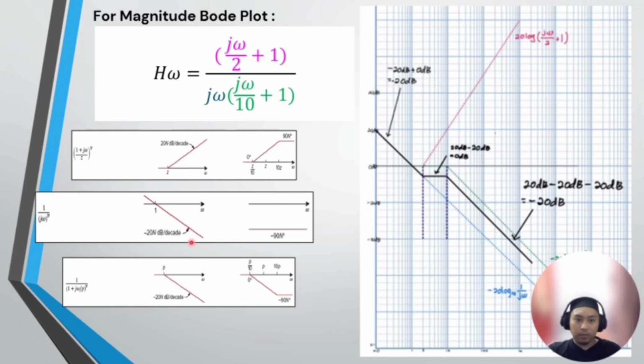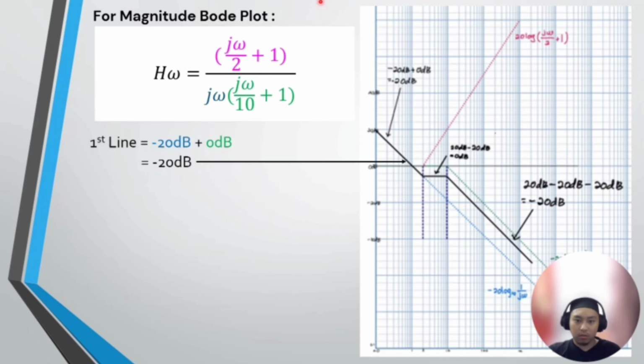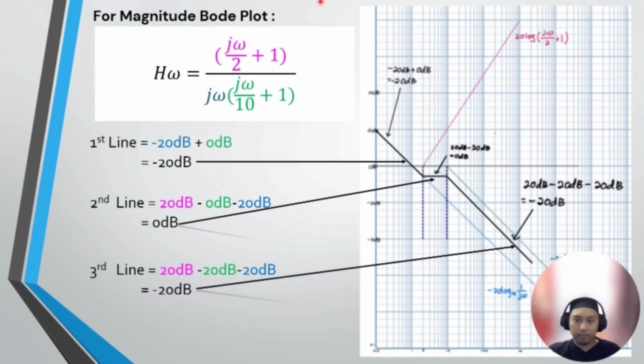The second line for the pole is 1 over (jω/10 plus 1). Refer to the third table. The table shows that the line will go straight until 10, then decrease by negative 20 dB per decade. Now, we got three lines. Now we can conclude the three lines into one line.